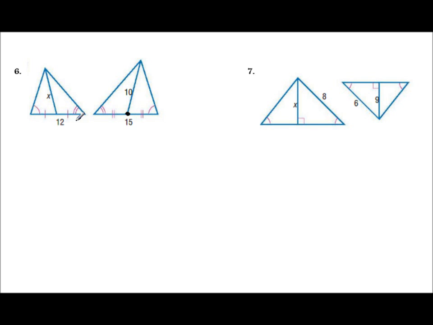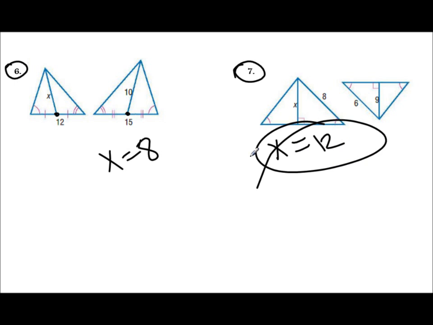Okay, number 6, this is a median, so this is going to be a little bit different than what we just did. This is like examples that we did before. I want you to pause the video for number 6 and see if you get what I get. Okay, and you should have gotten that x is 8. If you didn't get that, and you're not sure how to get it, raise your hand or ask a neighbor. Okay, number 7, pause the video and see if you get what I get. And you should have gotten that x is equal to 12. If you didn't get that and you're not sure how to do so, raise your hand or ask your neighbor.